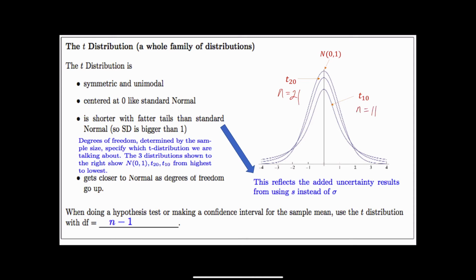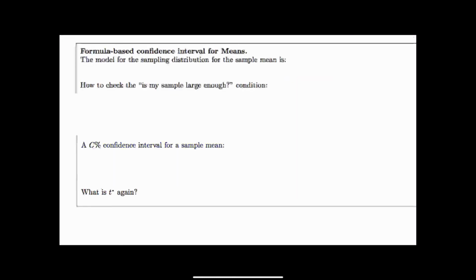T10 comes from a sample size of 11. So the degree of freedom is just 1 less than the sample size. So we're going to make some confidence intervals here. The model for sampling distributions is not normal. We're using T n-1. So that's your degree of freedom, remember? That's if we know S instead of sigma, which is almost always the case when we're doing a confidence interval.